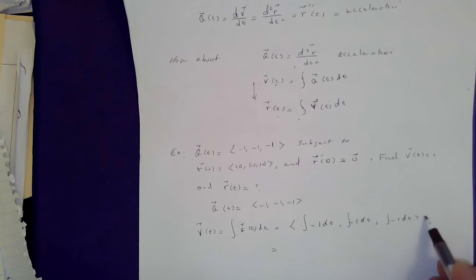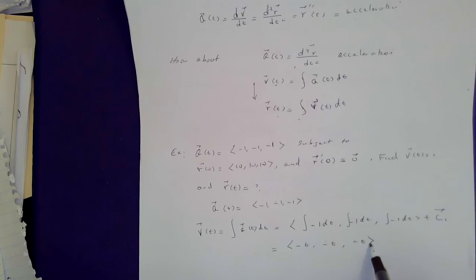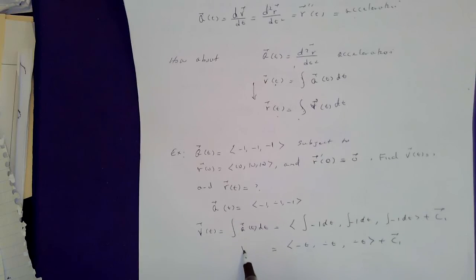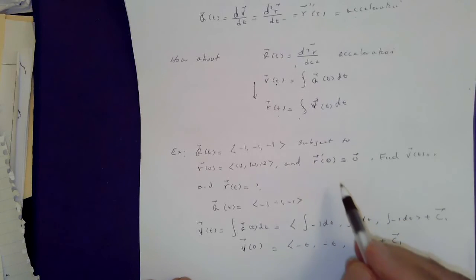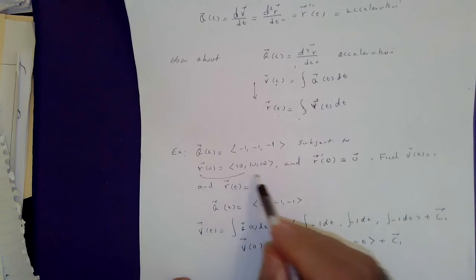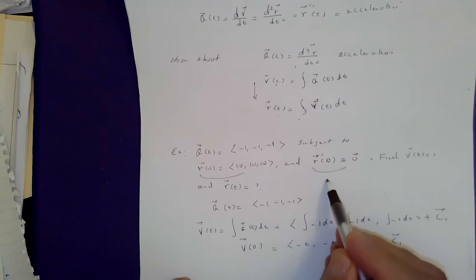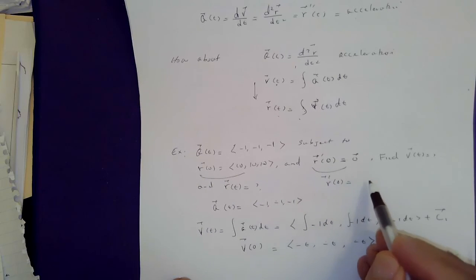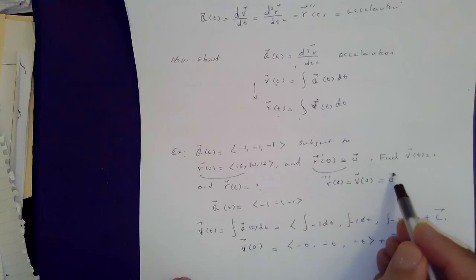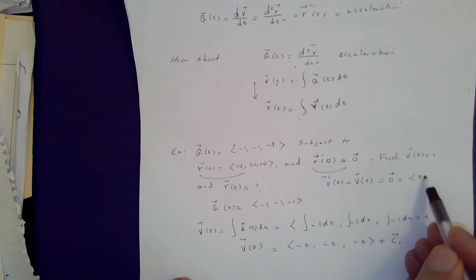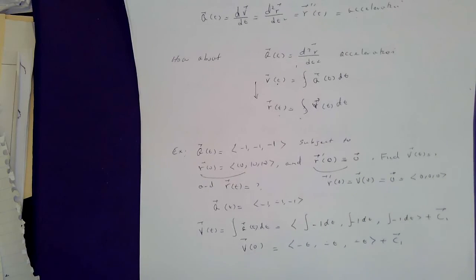And what do you end up with? Don't forget, you get a c. I get (-t, -t, -t) plus c1. And this is my velocity, correct? Remember, you get two c's, so you are given two conditions. Believe it or not, r prime of 0 is the same as initial velocity, correct? Which happens to be the zero vector, in this case (0, 0, 0).